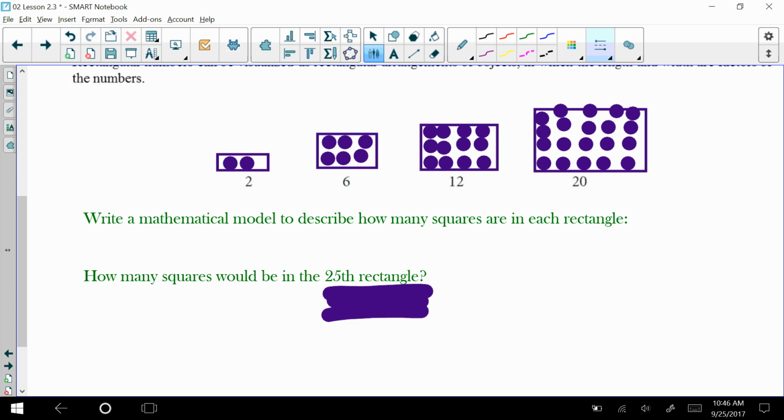And now how does length relate to that? In the first term, I have a length of 2, which is 1 plus 1. In the second term, I have a length of 3, which is 2 plus 1. In the third term, I have a length of 4, which is 3 plus 1. And in the fourth term, I have a length of 5, which is 4 plus 1. So I'm now going to be able to write a mathematical model based on those patterns that I see.